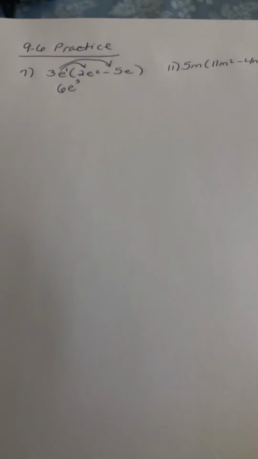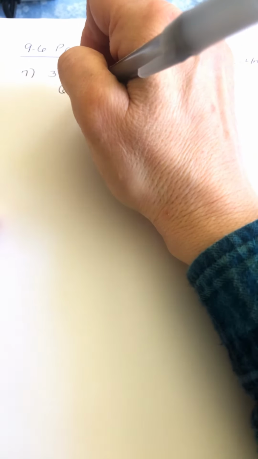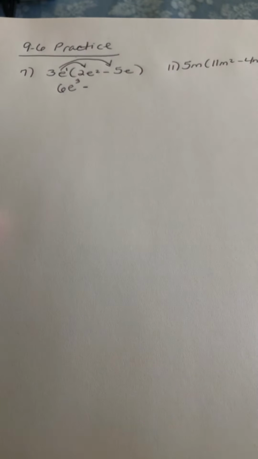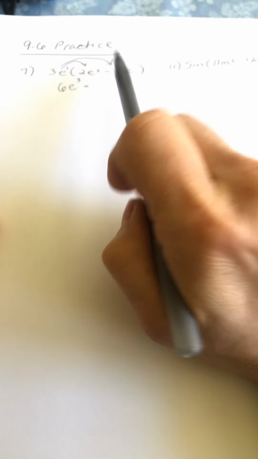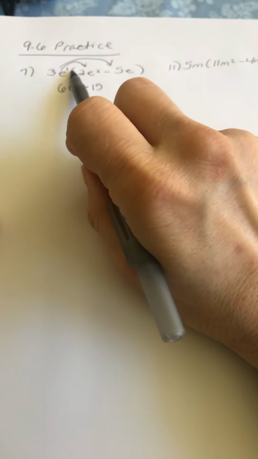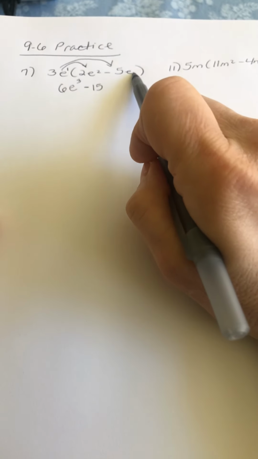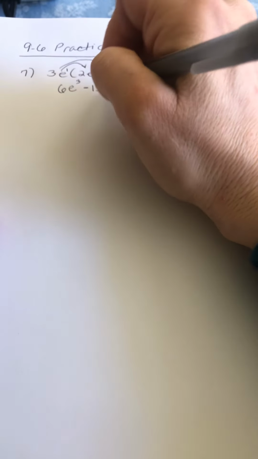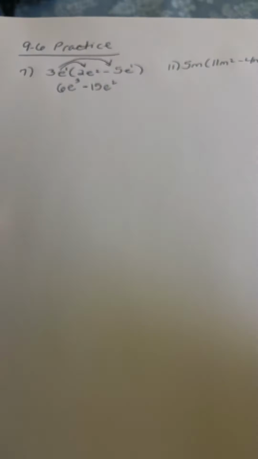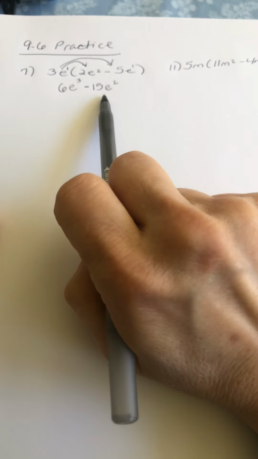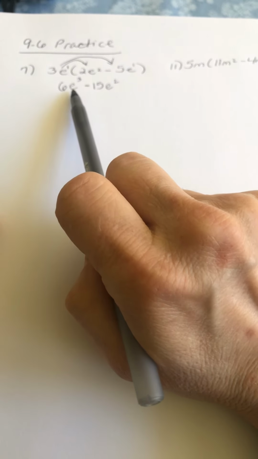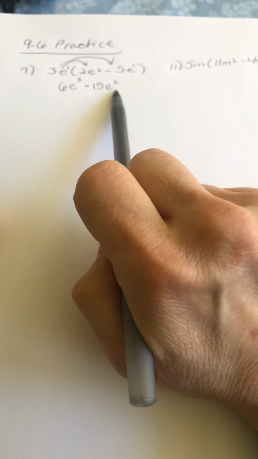So this is example number 7 on practice 9-6. Now I'm going to put my negative here. 3 times 5 is 15. E to the first times e is going to give me e squared. And then I can consider this done. I do not have any like terms. Like terms are terms that have the same variable with the same exponent, and these are different.